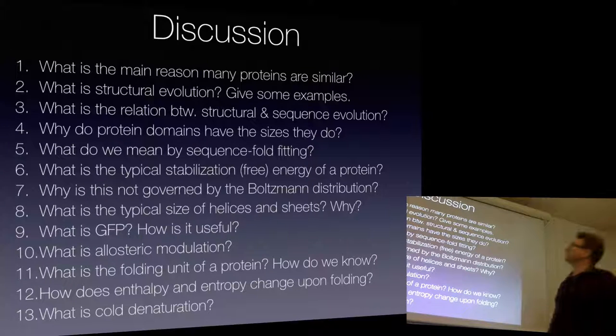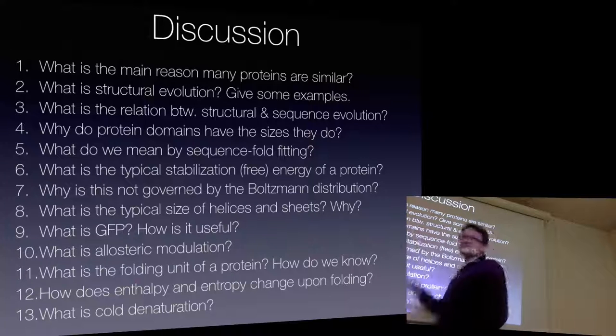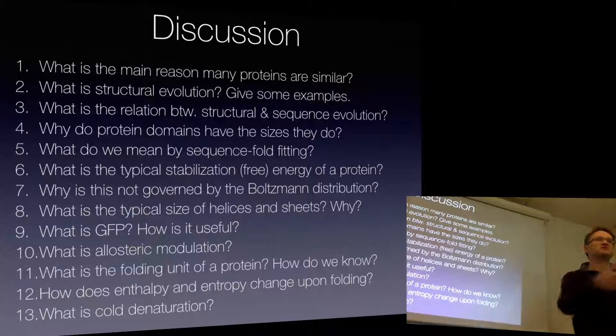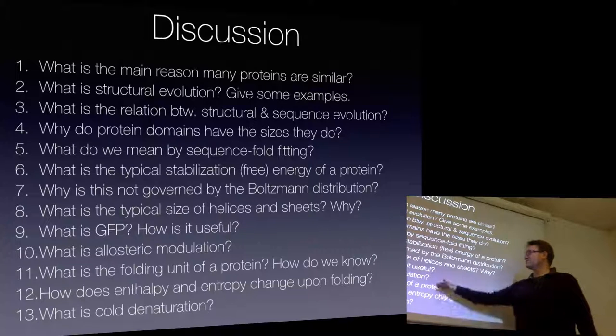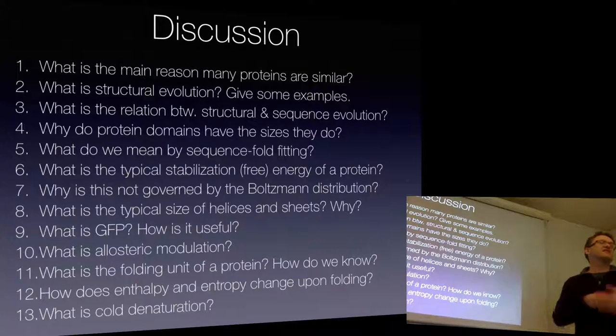But this is intimately related to the concept of domains. So on the sequence level, a domain is usually the parts that we exchange between genes or something, the evolutionary conserved large parts. In terms of biophysics, a domain is rather something that folds independently. And roughly how large is that? And how do we determine that?